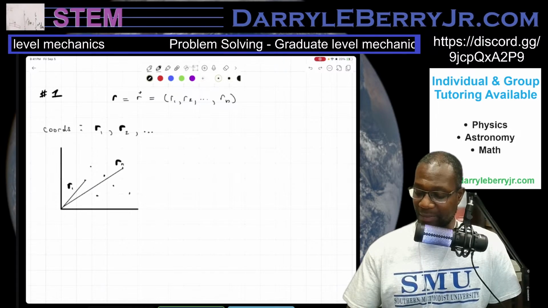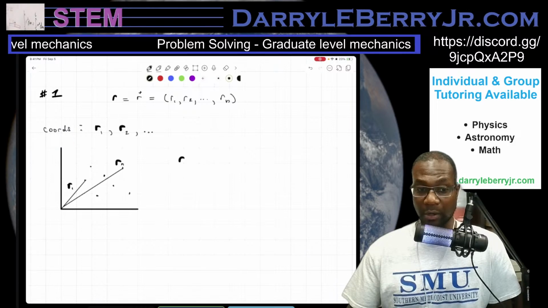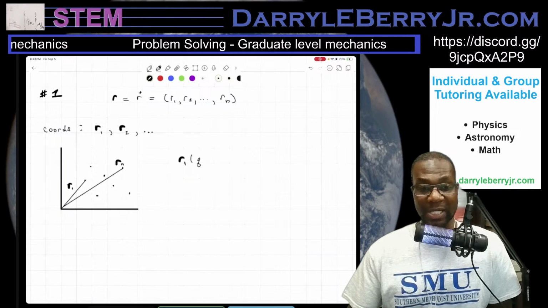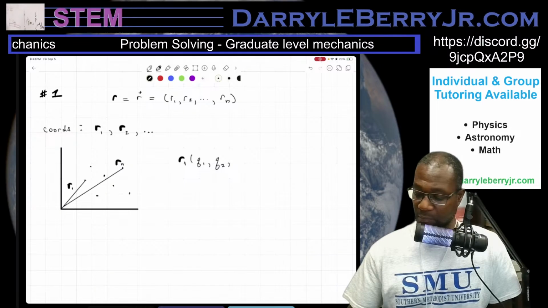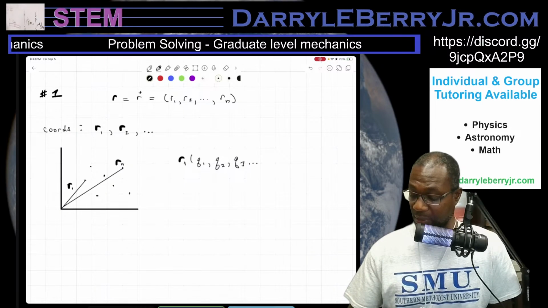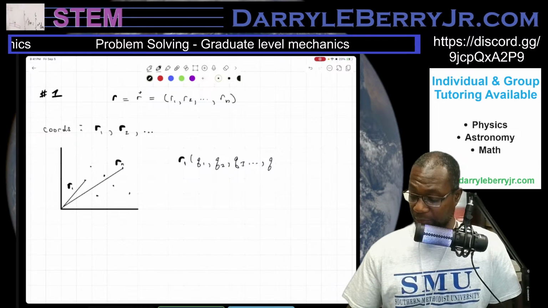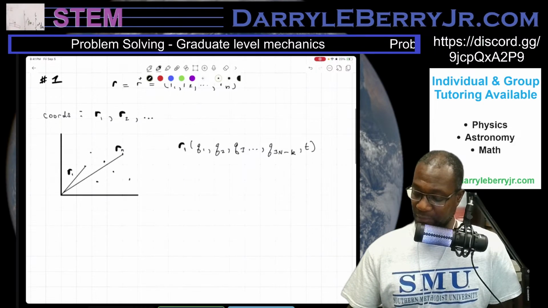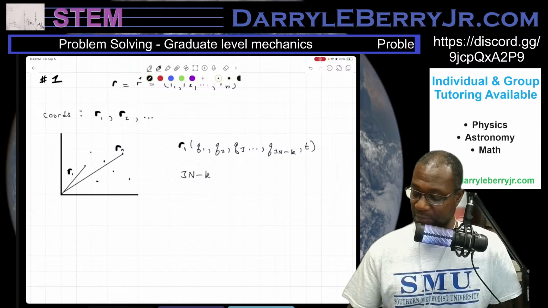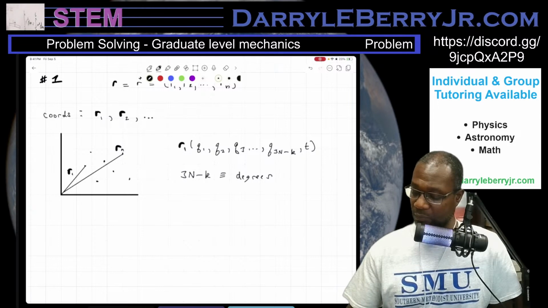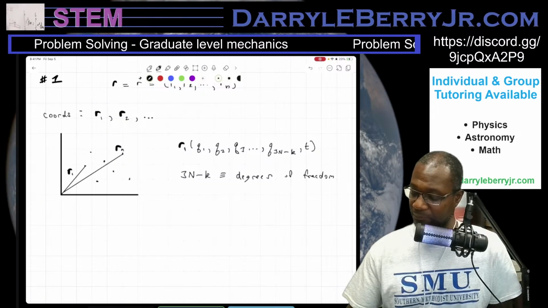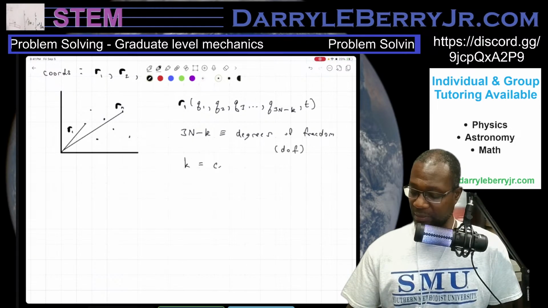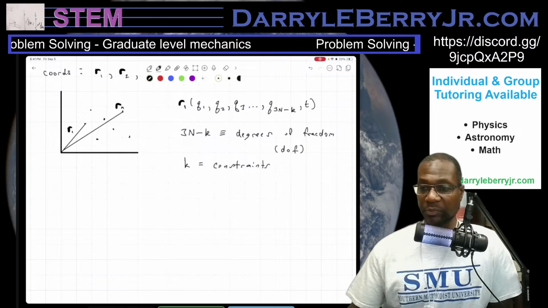So instead of just having R1 by itself, we would have Q1, Q2, Q3, all the way to, now this one is a bit different, Q3N minus K and t. So the 3N minus K is the degrees of freedom remaining after we reduce the degrees of freedom. I'll start calling that DOF. And the K will be the constraints on the system, which is how we reduce the degrees of freedom.